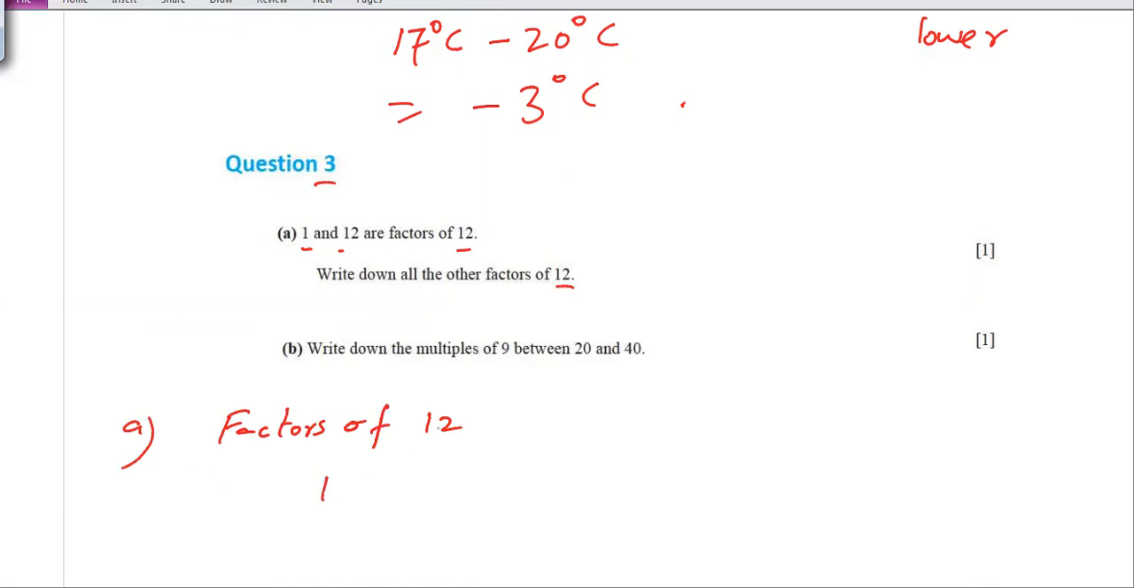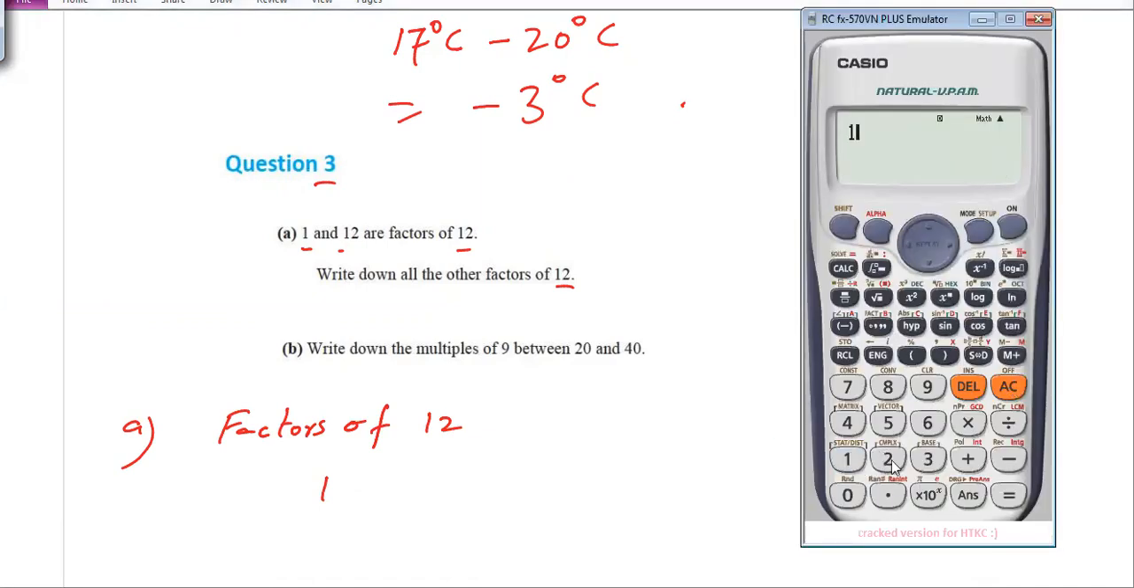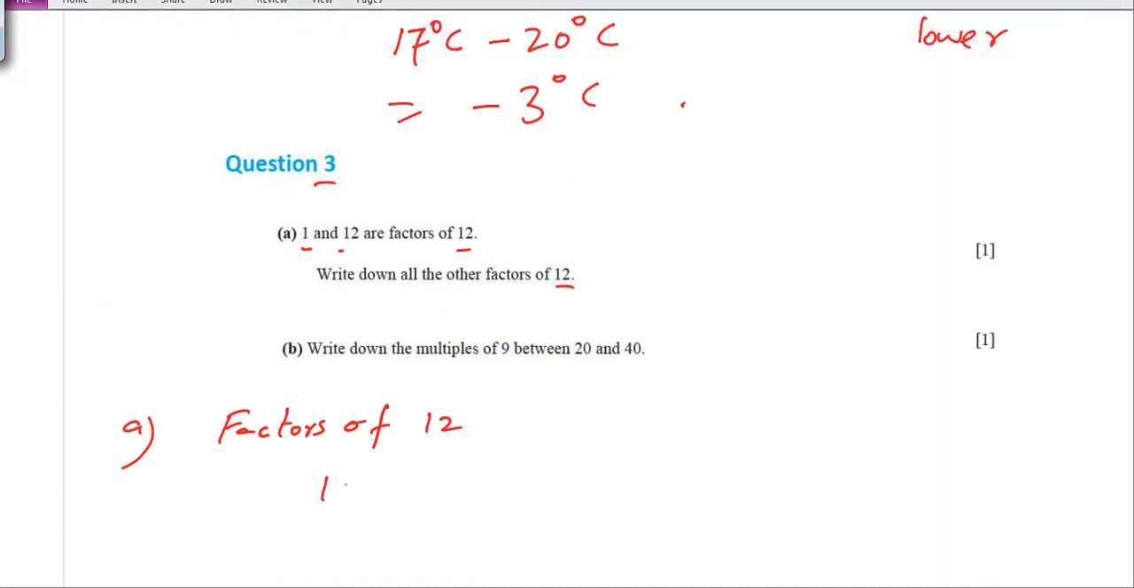Now divide 12 by 1. The answer will be 12, because I'm telling you a way that you can use for any number. It means you can write 1 times 12 is equal to 12. So 1 and 12 are two factors.